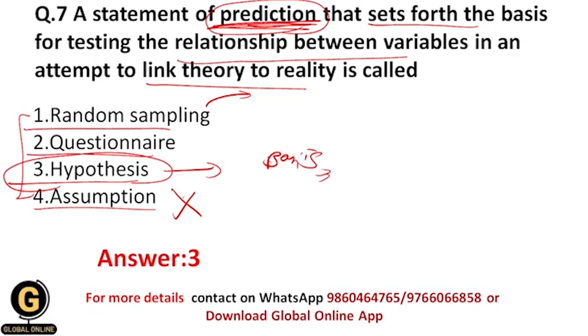by using which we are going to select the samples from the target population. And a questionnaire is the data collection method under which the researcher asks the questions to the respondents and the respondents give the answers to them. And that's why your correct answer should be 3.